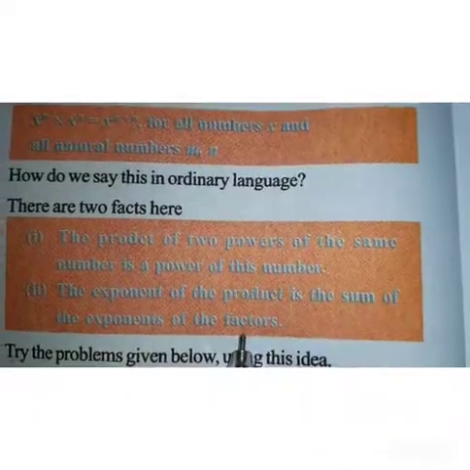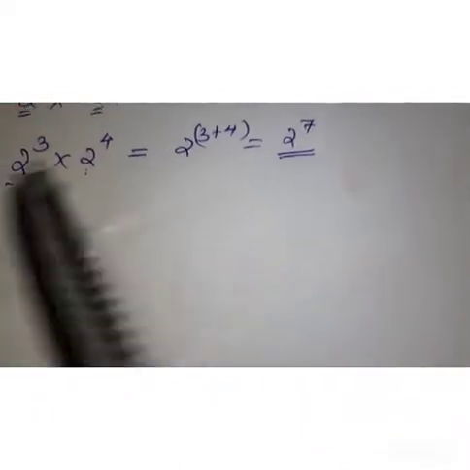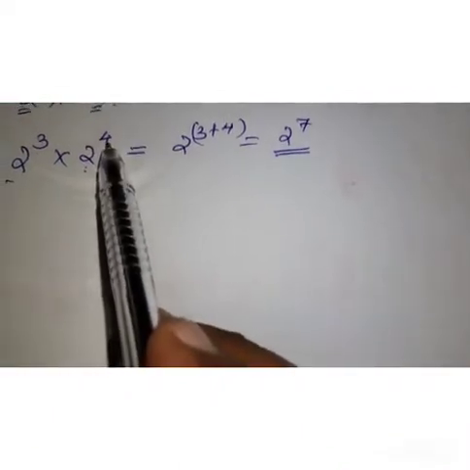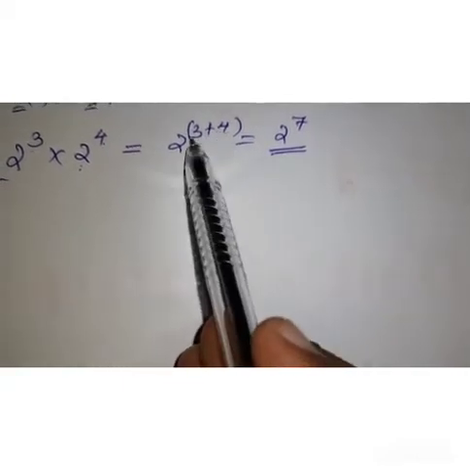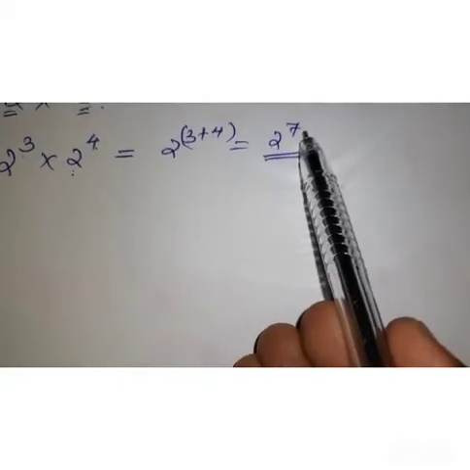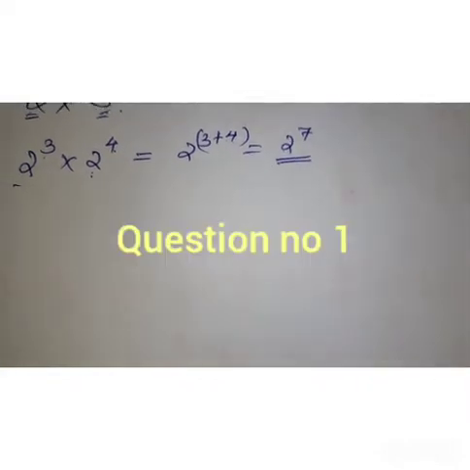So the exponent of the product is the sum of the exponents of the factors. Here the exponent is 3, here the exponent is 4. So the two exponents are added. You will get the answer as 2 raised to 7.